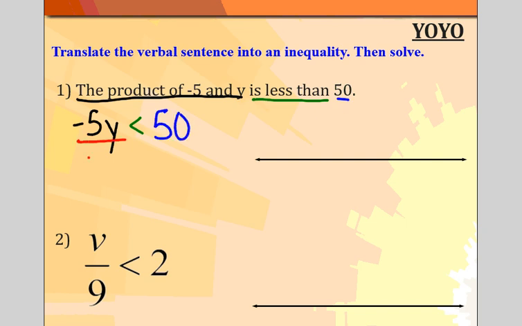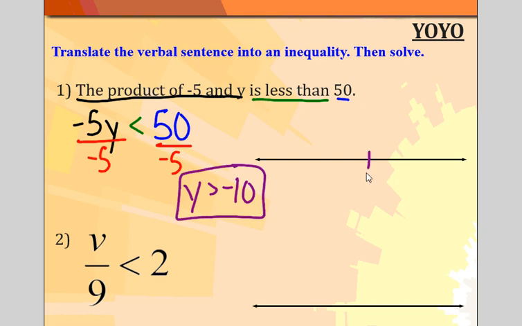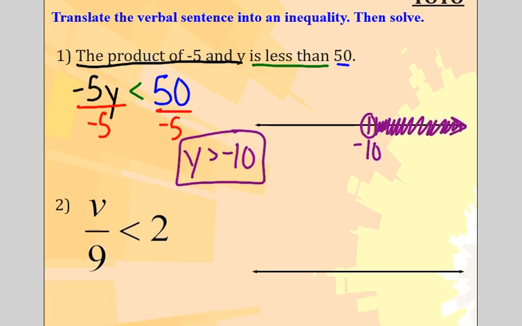Now I need to solve. Divide both sides by a -5. When I divide by a negative, I need to change the sign of my inequality. I get y has to be greater than -10. So I put -10 down, open circle around it. I can pick any value to the right of -10. I can get -9.9999 all the way up to positive infinity. Any number in between that range would make a true statement.